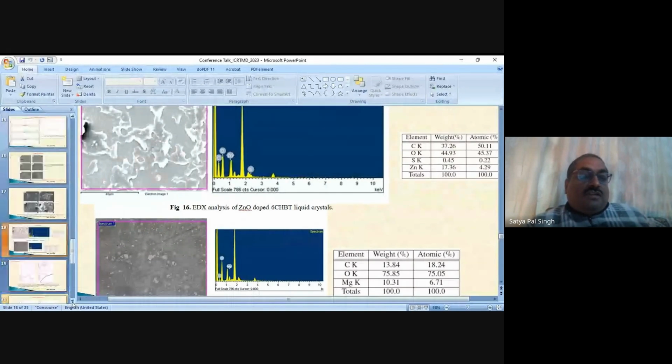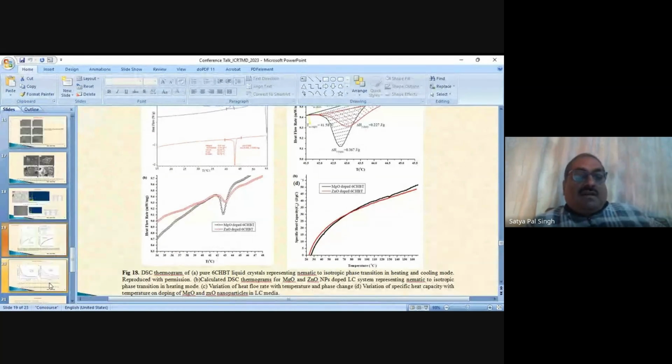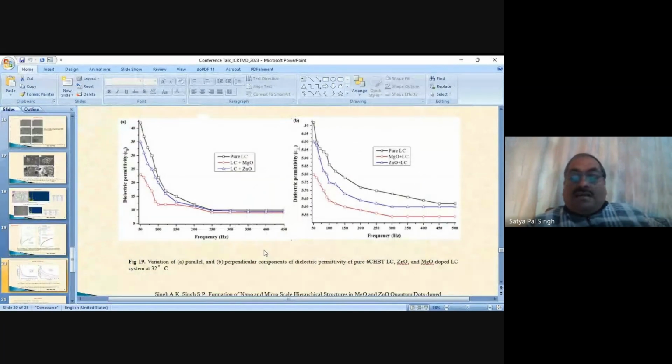So we have done the reviewer's demanded work. The reviewer asked why not show some thermal DSC thermograms of these pure and doped cases, so that one may find some application. Again, the suggestion came from the reviewer. We have also done dielectric properties measurement. So this is the thing.